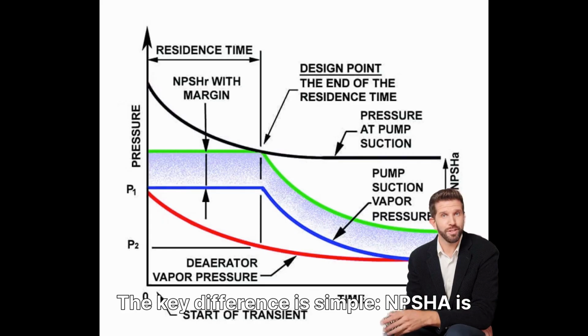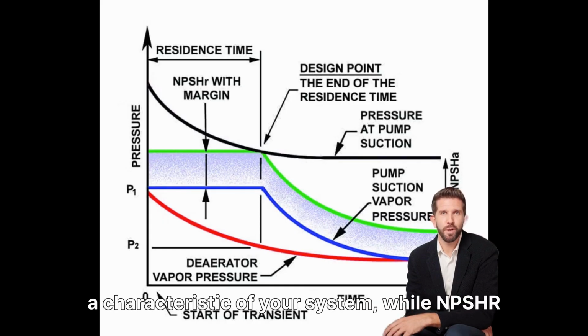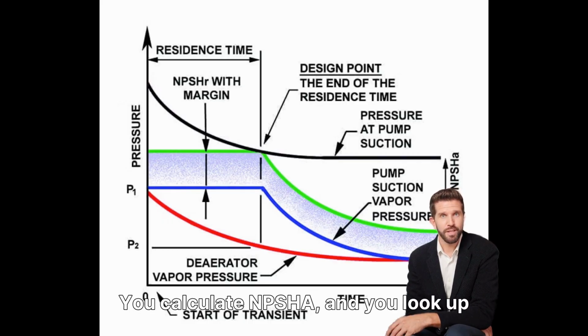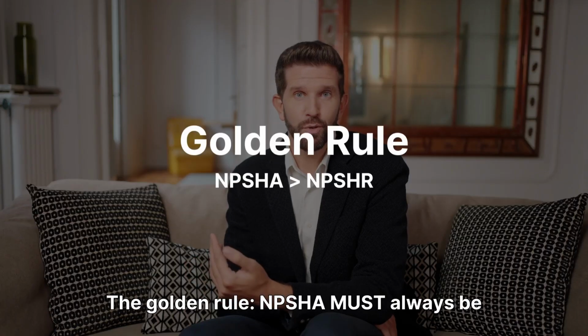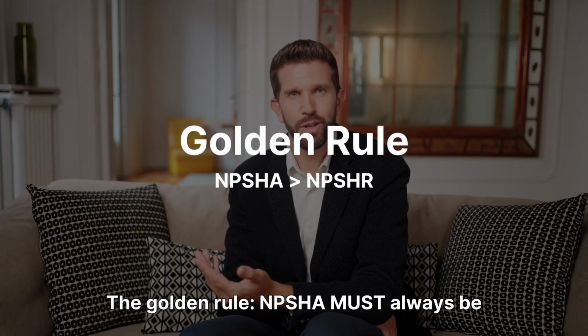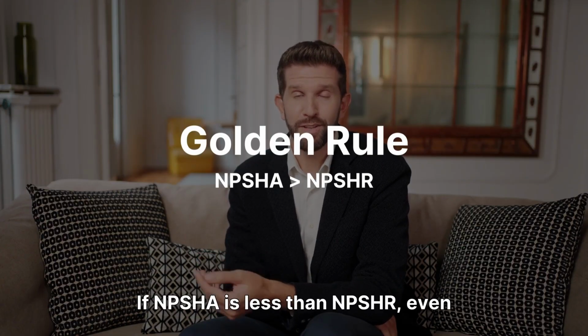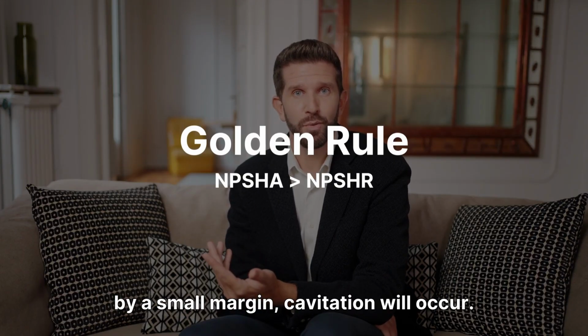The key difference is simple. NPSHA is a characteristic of your system, while NPSHR is a characteristic of the pump itself. You calculate NPSHA and you look up NPSHR. The golden rule: NPSHA must always be greater than NPSHR. If NPSHA is less than NPSHR, even by a small margin, cavitation will occur.